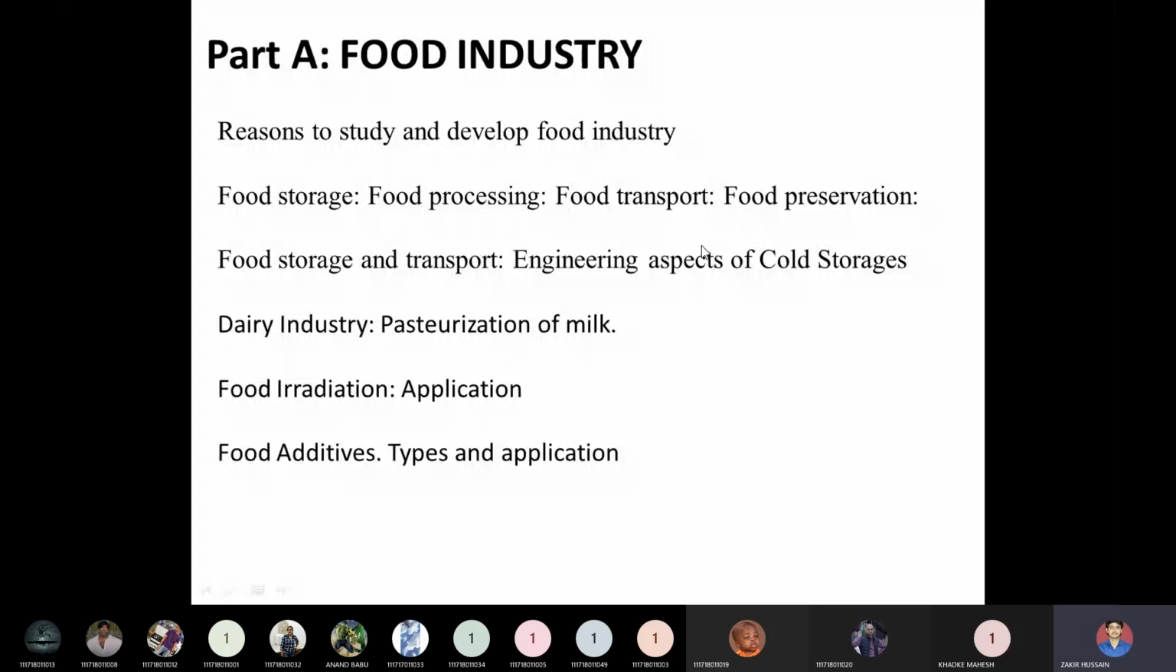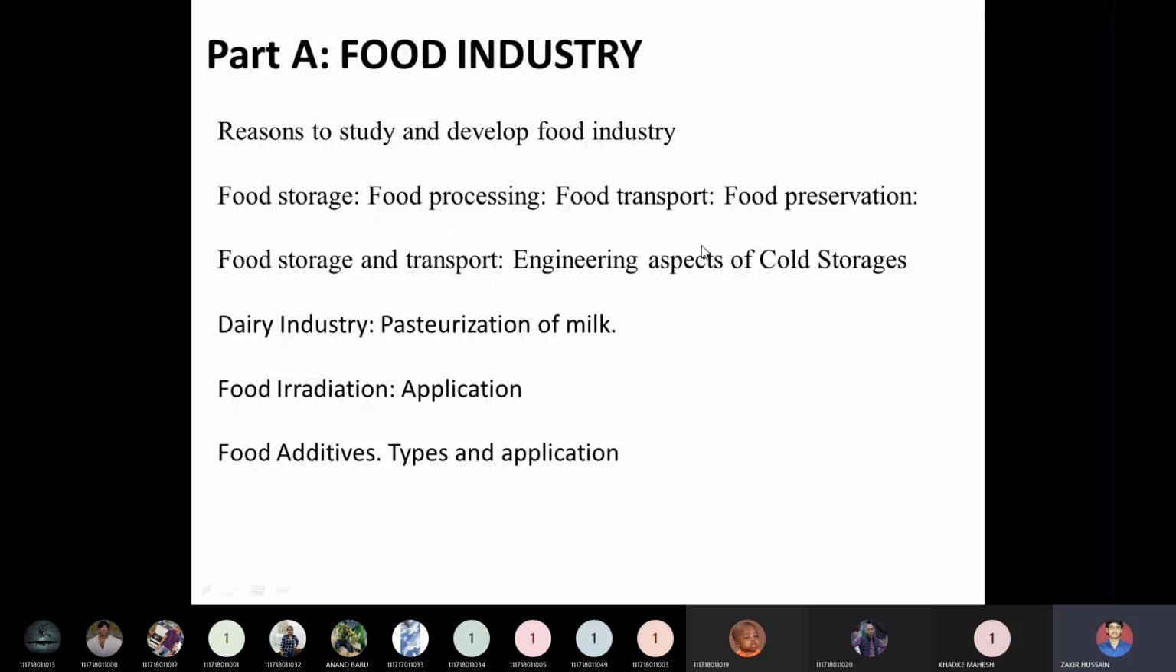Then what is food storage and food transport? During food storage and food transport, we have to use many transportation means. We have to use some refrigeration mechanism inside that. So we already know during the storage of food, we have to use some cold storage. You might have heard about this cold storage. What are the engineering aspects which we have to take into consideration while designing the cold storage? So we have to see that in that topic.